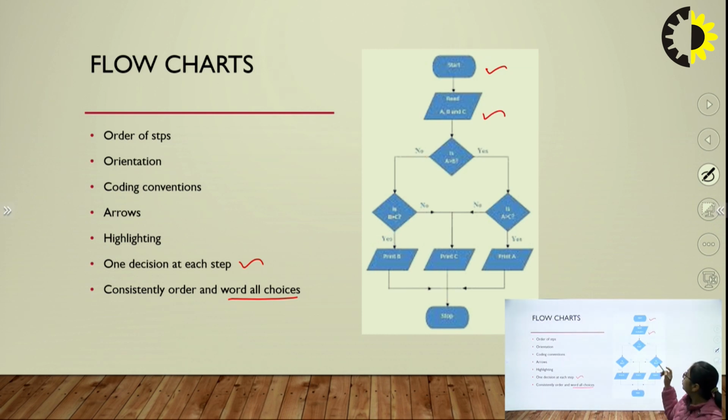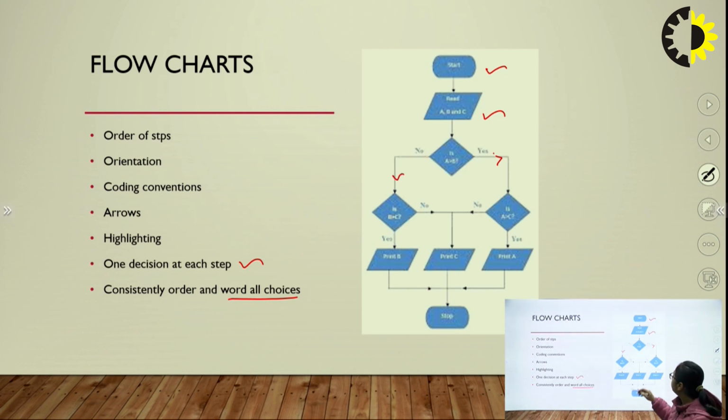In a flow chart every section is given in a rectangle, and this diamond is used for the decision box. So you have to go to the left side or right side. If A is greater than B, if yes, you have to move in this direction. If A is less than B, that means you have to move in the other direction.